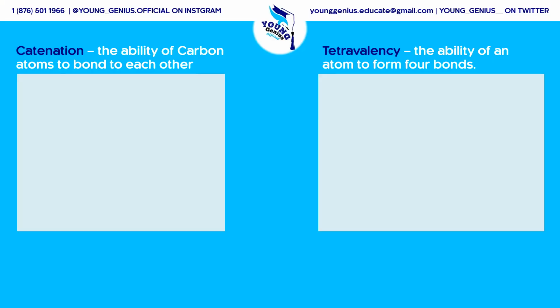All right, so first of all, I need you to know what these two properties are. So you have catenation, right? And tetravalency. Catenation is the ability for carbon atoms to bond to themselves, right? So here we have catenation, and it's the ability for carbon atoms to form bonds with themselves.